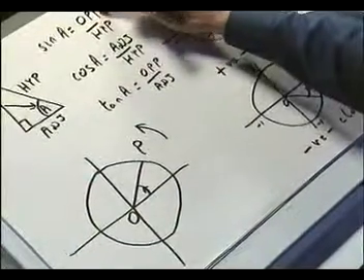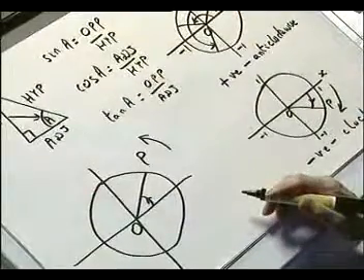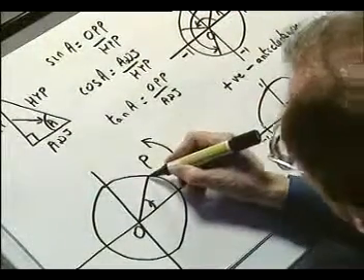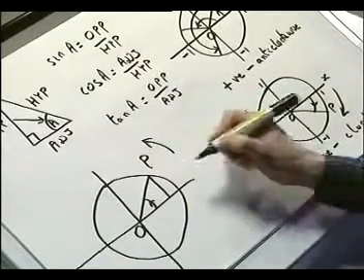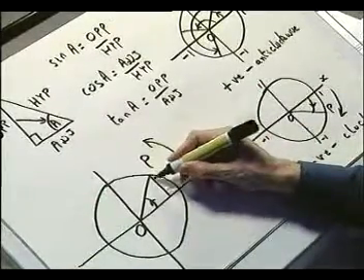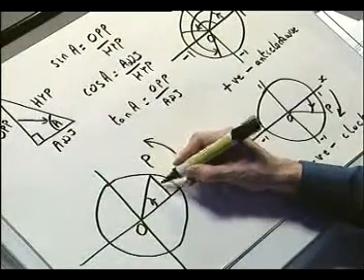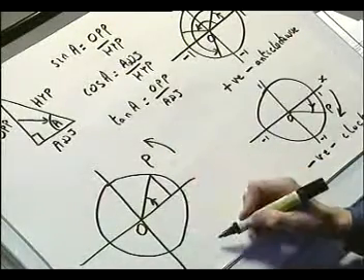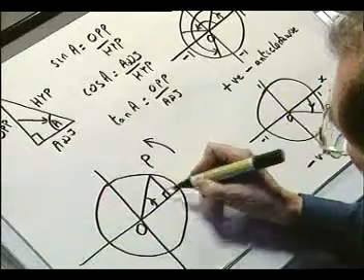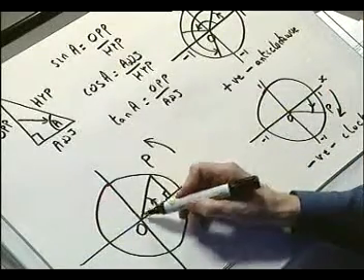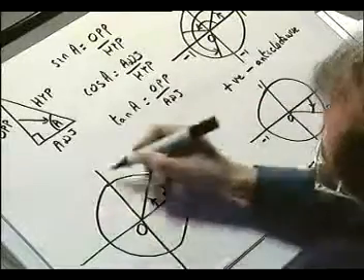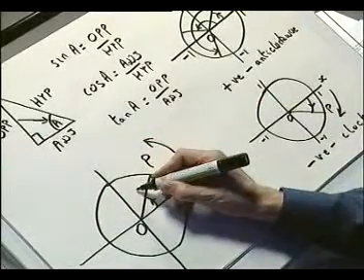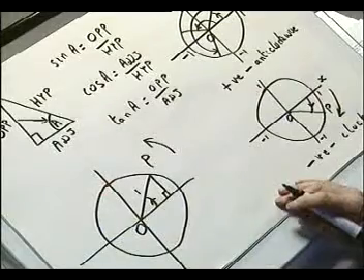Sine is opposite over hypotenuse. Well, if I complete the right-angled triangle, this would be the side that is opposite that angle. There is the right angle, so this is the hypotenuse. And because this here is a unit circle, the length of that is just 1.